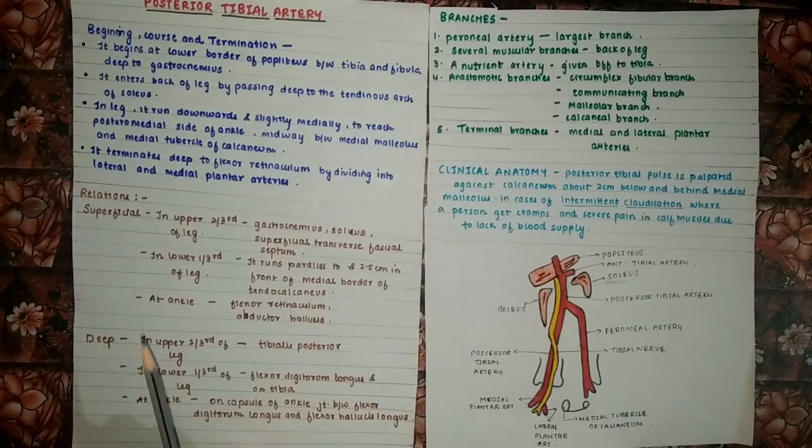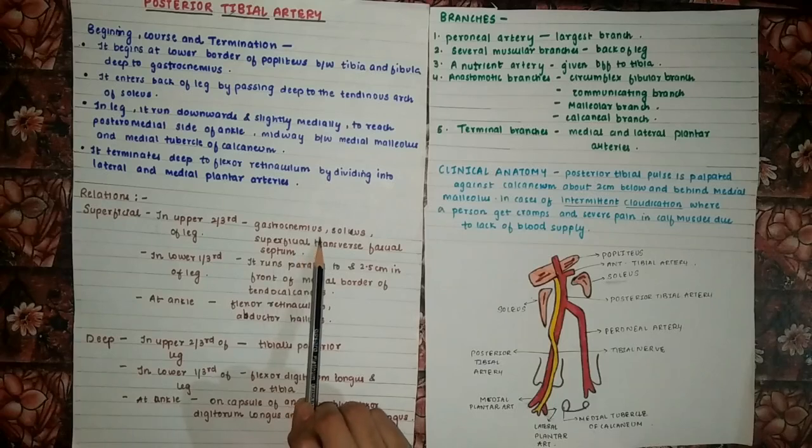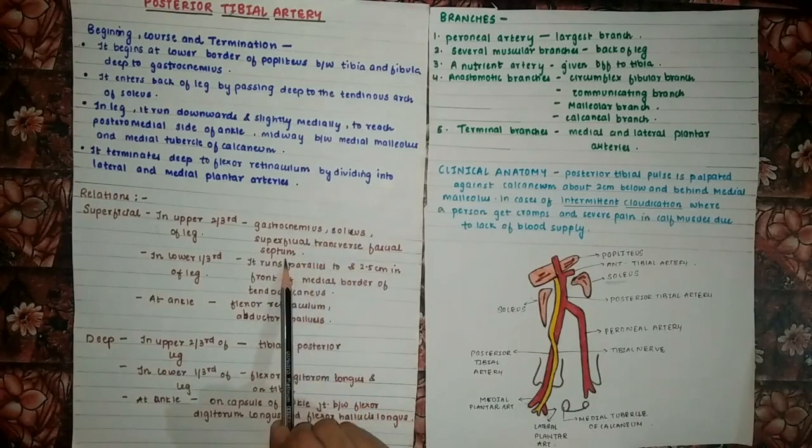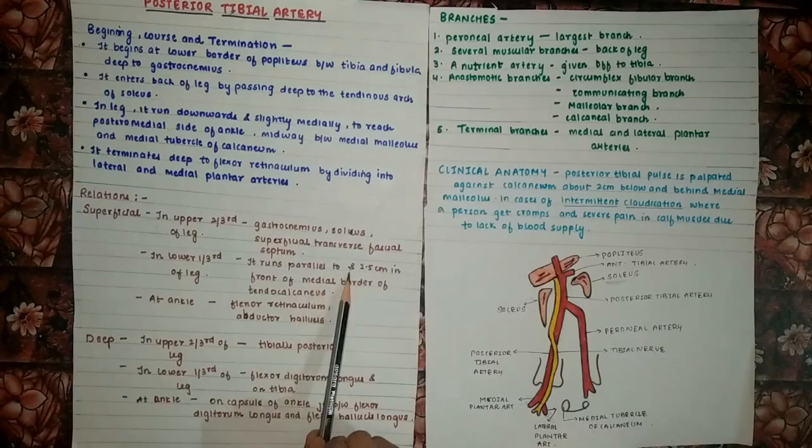Its relation: in the upper 2/3 it has gastrocnemius, soleus, superficial transverse fascial septum. In the lower 1/3 it runs parallel to and 2.5 cm in front of the medial border of tendocalcaneus. At the ankle, flexor retinaculum and abductor hallucis muscle.